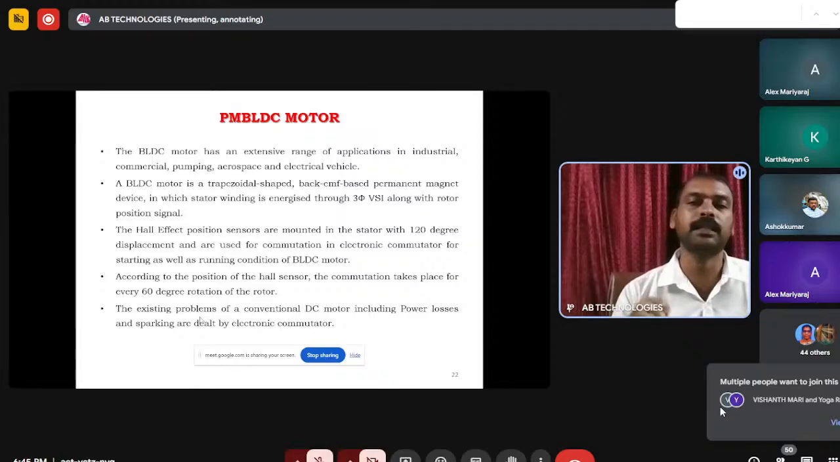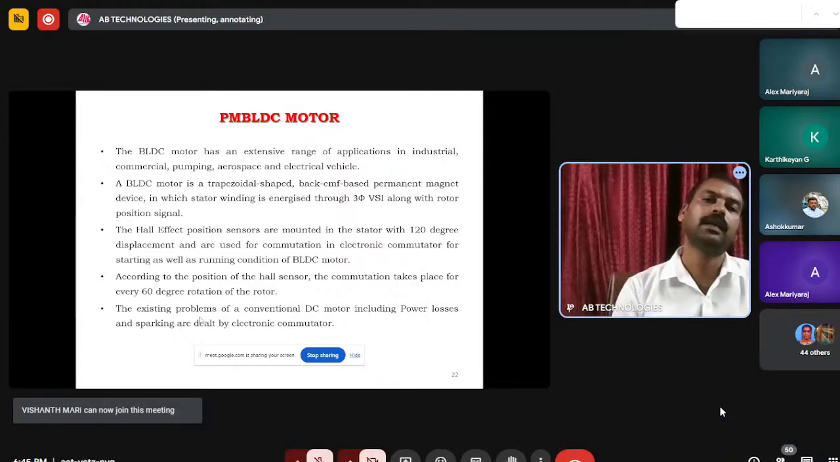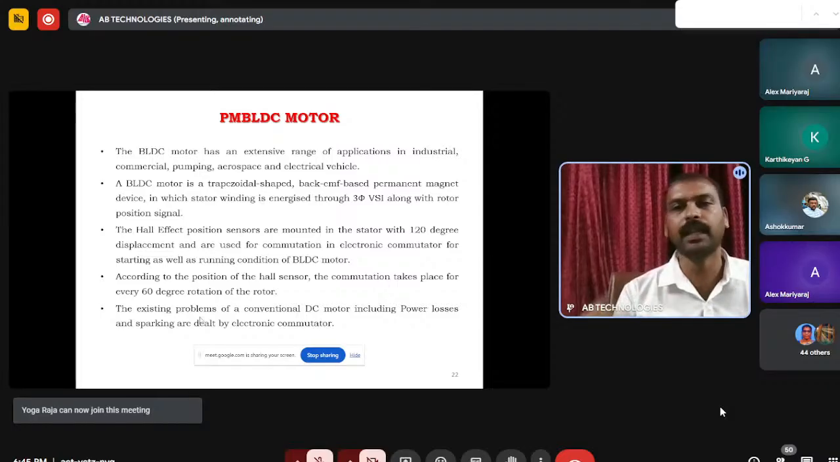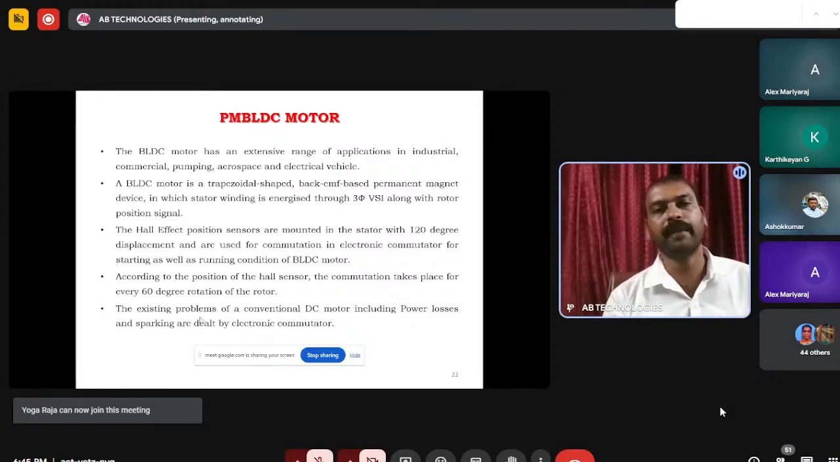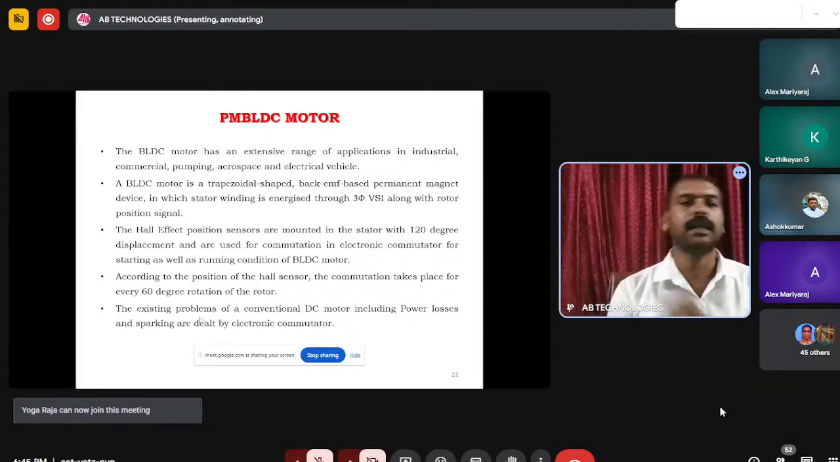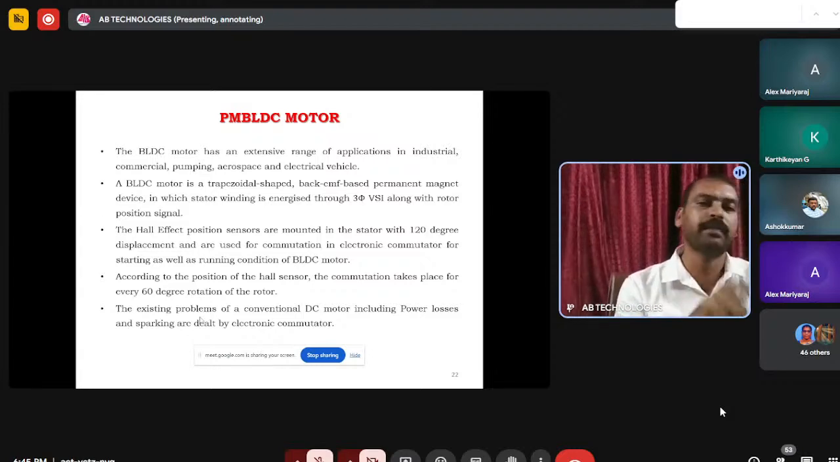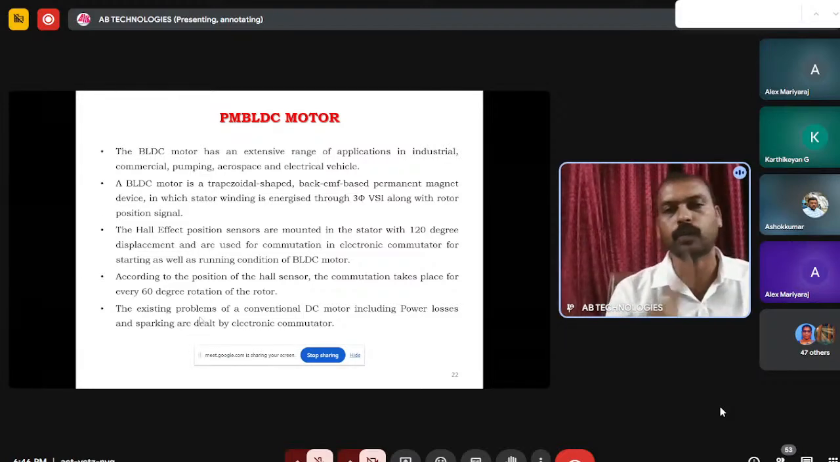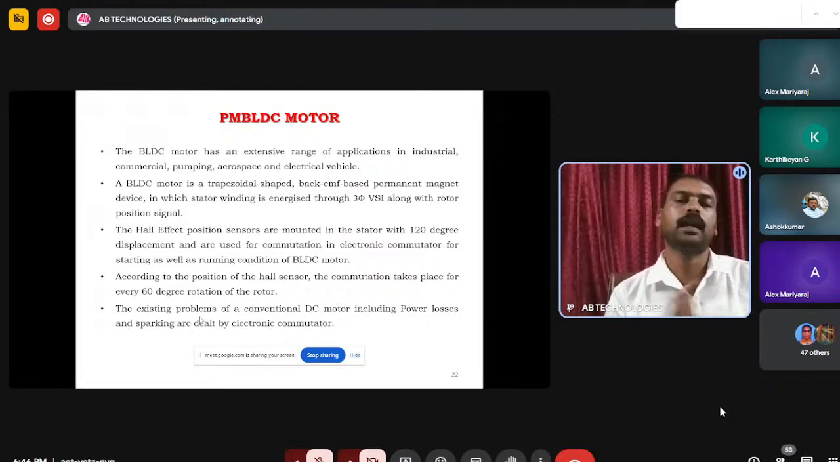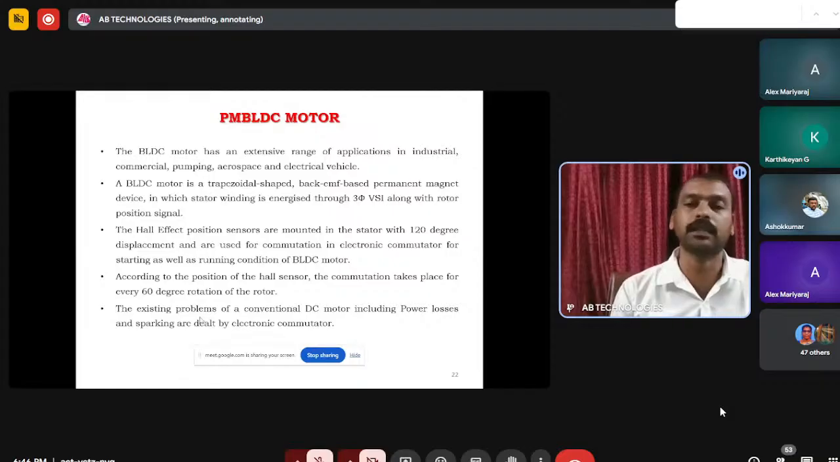The commutator is made up of copper segments. It consists of slots and teeth only, like our teeth, square shape. If you provide DC current into the commutator, the commutator will convert the DC current into alternating current, square wave current. Now the armature flux and the field flux will link, and it will create torque as well as EMF. That is called the back EMF in a motor and the supplied EMF in the generator side.